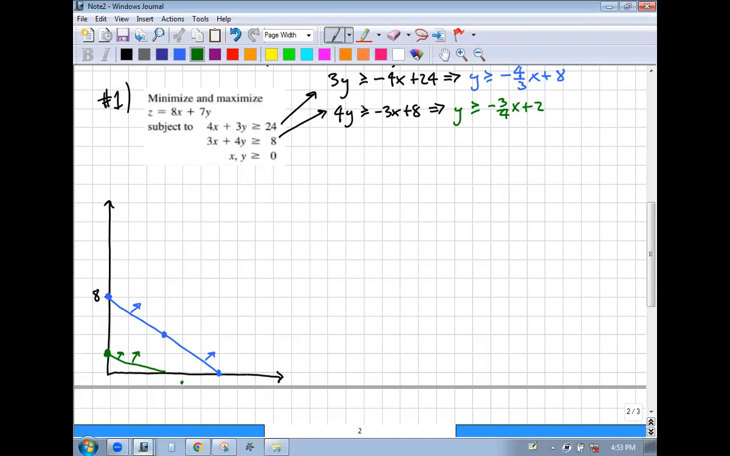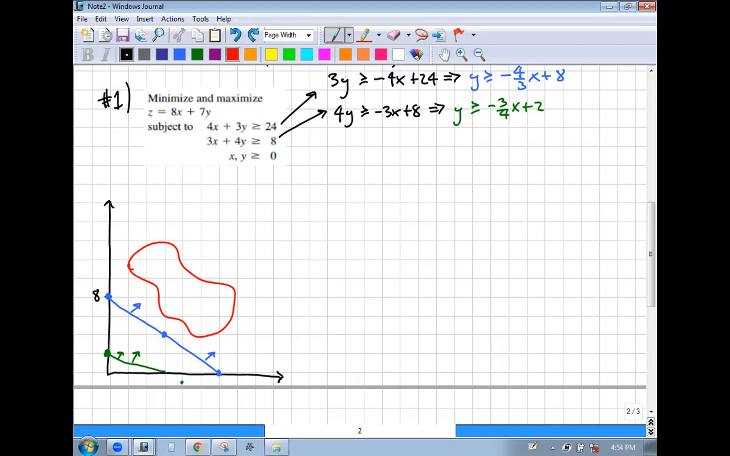Eight. 24 divided by 3 is 8. All right. So this one didn't really do anything, did it? We already did that one. This one's weird. Where are they both true? It has to be bigger than this and bigger than that. That's the region that satisfies both of them, right? So this guy didn't really do anything for us. It's a bizarre problem. That's okay.